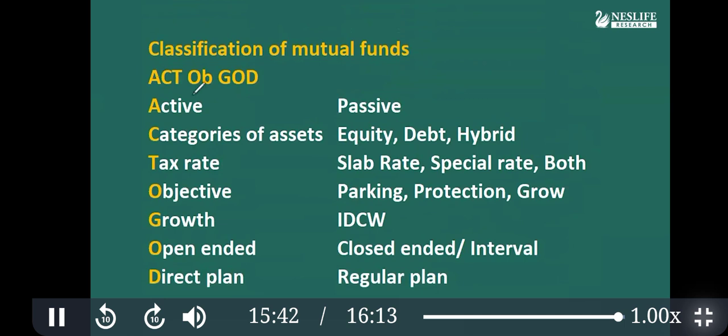So what is the summary here? The summary is ACT of God is the classification. You will invest only in growth plans, open-ended plans, and direct plans. This is the decision-making criteria based on your objective, your goals, and taxation status. Okay, so we'll stop here. Now you write the notes, revise, and remember ACT of God. Okay, thank you very much.